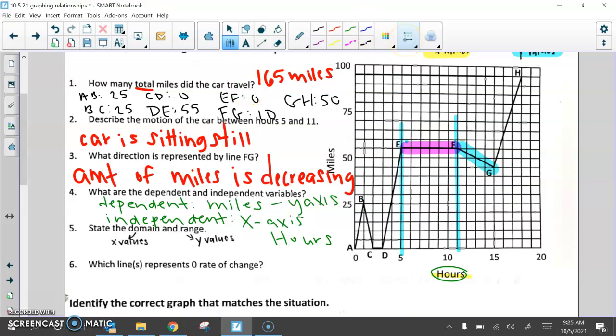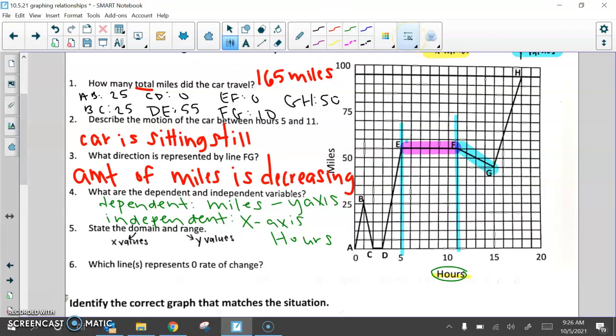Then it says state the domain and range. So yesterday we did answers that had these little curly brackets on them called braces, but today we're not going to do those because those were just numbers like points. This is a continuous graph and it's time, so you can't have negative time.